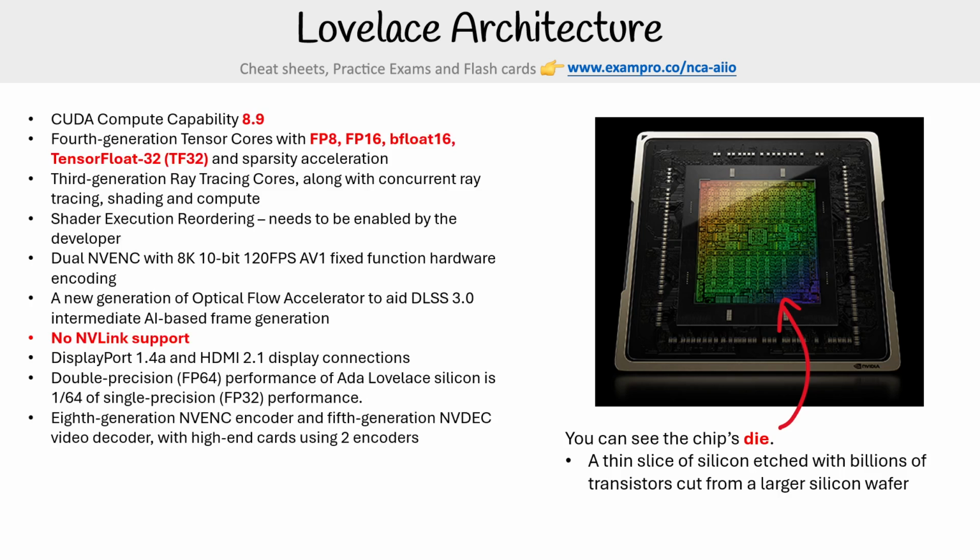So this is all the functionality of the Lovelace architecture. We don't need to know everything that it does here, but I've highlighted the stuff that is going to matter to us. The version of CUDA is going to matter because it's going to determine what functions are available to us, and a lot of machine learning stuff is built around specific versions of CUDA capabilities.